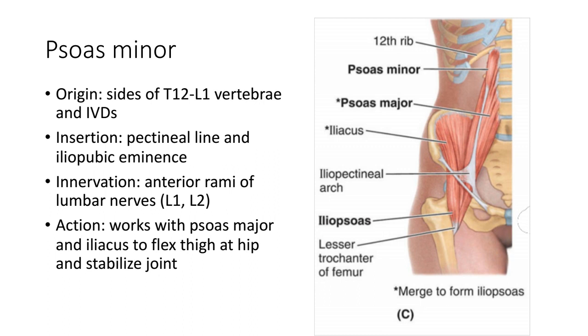The psoas minor originates at the sides of the T12 to L1 vertebrae and the intervertebral discs. It inserts on the pectineal line and the iliopubic eminence. It is innervated by the anterior rami of the lumbar nerves, L1 and L2, and its action is to work with the psoas major and the iliacus to flex the thigh at the hip and to stabilize the joint.